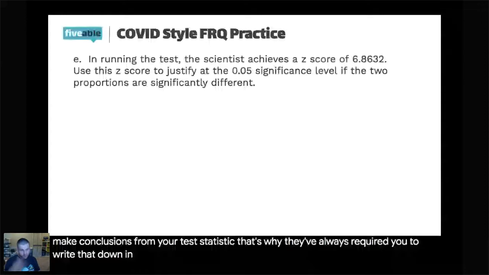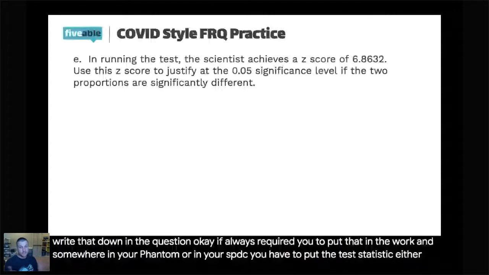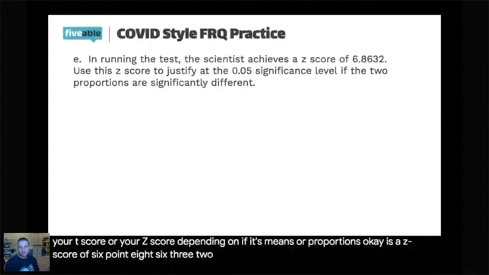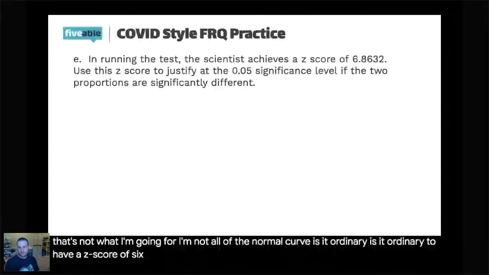And somewhere in your PHANTOM or in your SPDC, you have to put the test statistic, either your t-score or your z-score, depending on if it's means or proportions. Okay. Is a z-score of 6.8632 a standard z-score? I don't want to say normal because that's not what I'm going for. I'm not talking about the normal curve. Is it ordinary to have a z-score of 6.8632? Yes or no?